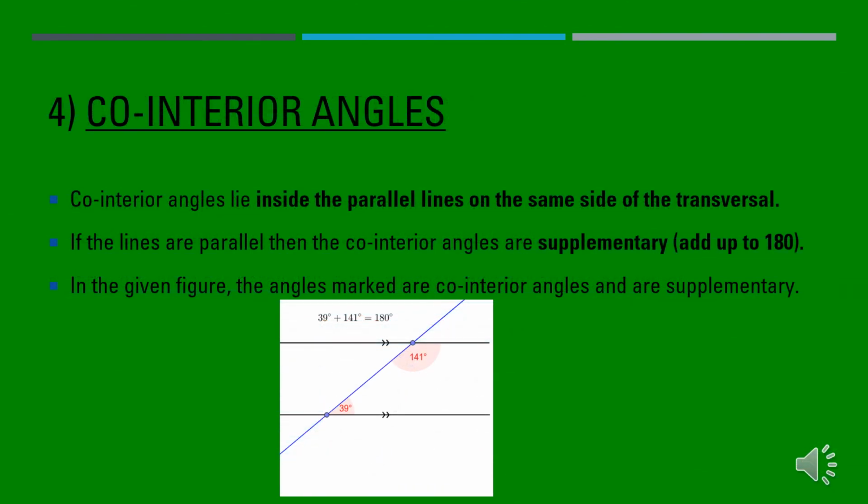Cointerior angles. Now cointerior angles are the pair of angles which lie inside the parallel lines and are on the same side of the transversal. Now if the lines are parallel, then the cointerior angles sum up to 180 degrees. That means their sum is 180 degrees. So as you can see in the figure, 141 plus 39 degrees will give you 180 degrees. That means the lines are parallel to each other.